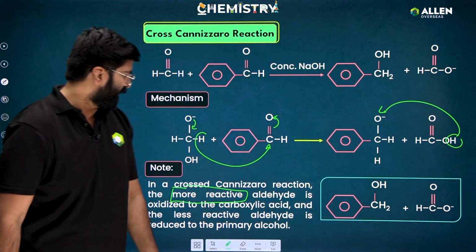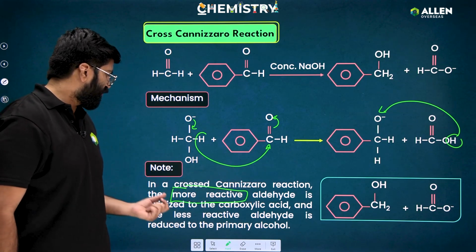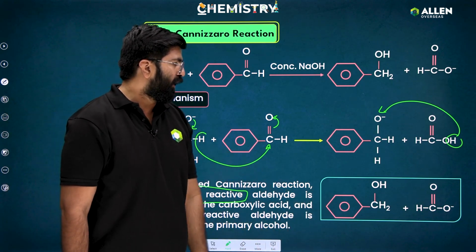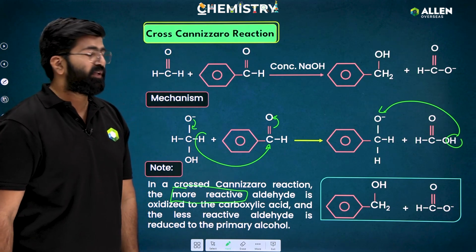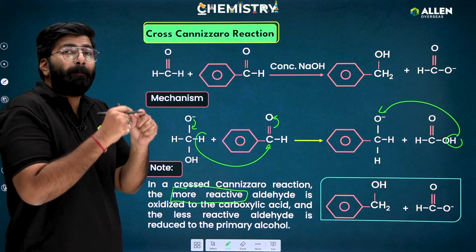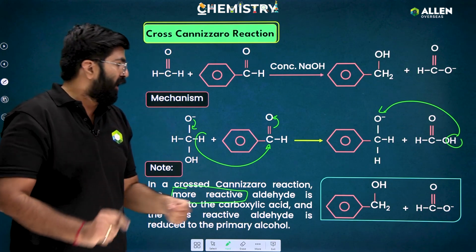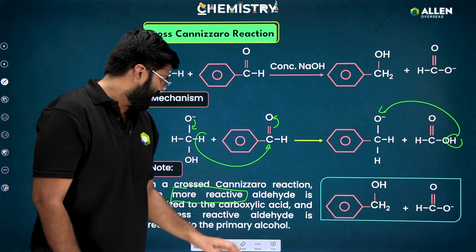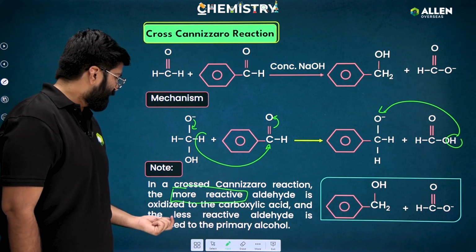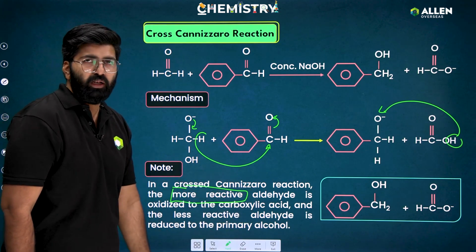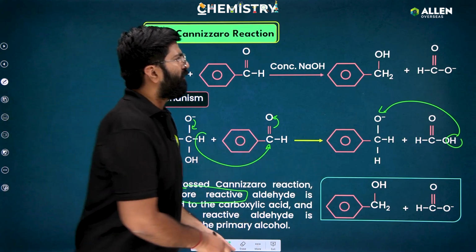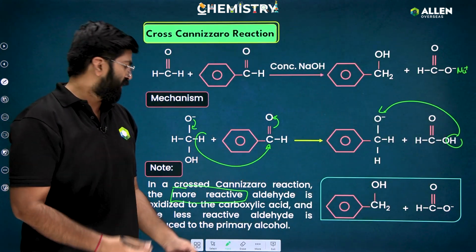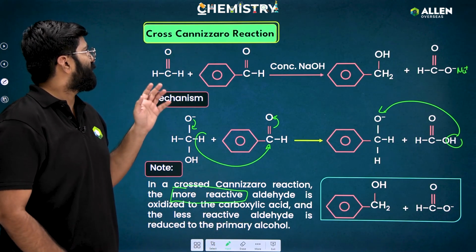Can you see? And that's why this is written: in crossed Cannizzaro reaction, the more reactive aldehyde is oxidized to your carboxylic acid. So over here, this part will be your carboxylic acid, because this is your more reactive, because there is no bulky group present. That's why it is more reactive. Whereas over here, there is a bulky group present. That's why this is your less reactive, and that's why it is written that the less reactive aldehyde is reduced to the primary alcohol. Okay. So I think everyone understood. And over here, if you add Na plus, you are going to get your carboxylic acid salt. So this was your crossed Cannizzaro's reaction.